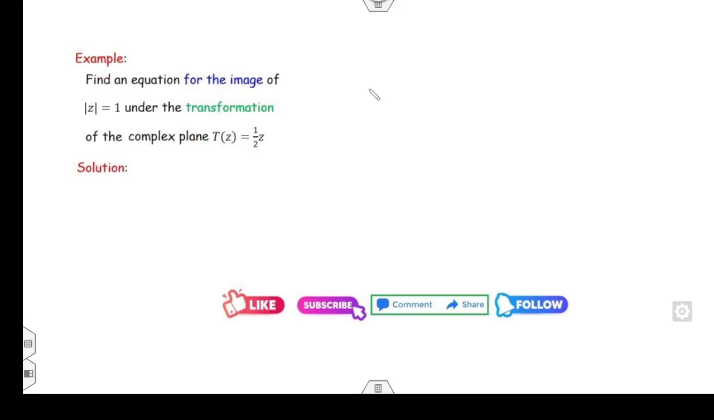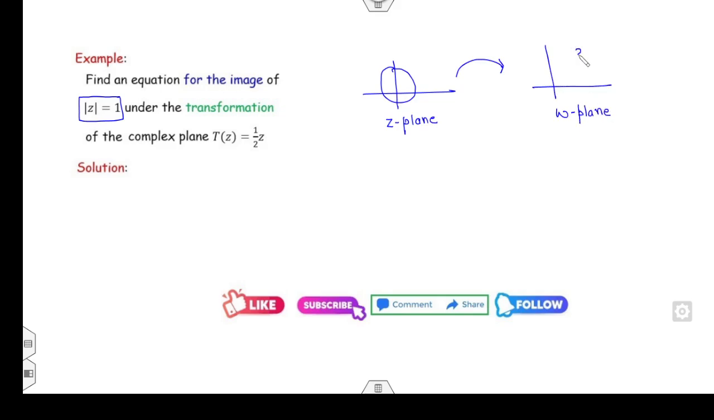The second one is to find the equation of the image of the circle. This is the equation of the circle, with center 0 and radius 1 in the z plane. Your target is to convert it into the w plane. Now again you can see the mapping is half of z. The k will be half, which is less than 1. That means the region will shrink. If this is the original circle, after the mapping it will shrink by half.